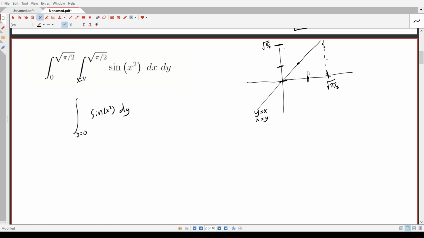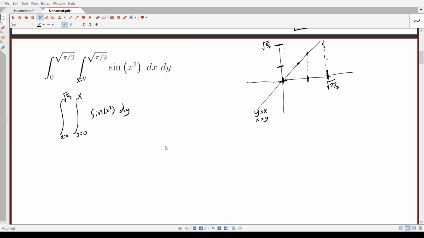And I'm going up all the way until I get to this here. What is the y value of this? Well, I don't know, but I know this is the line y equals x. So y is going to be equal to whatever my x coordinate was that I chose. So this is all the way up to x. And then I integrate that from here to here. The minimum value of x is going to be 0, and that goes up to here. How do I know where this is? That's where this line is, root pi over 2. So that's root pi over 2.